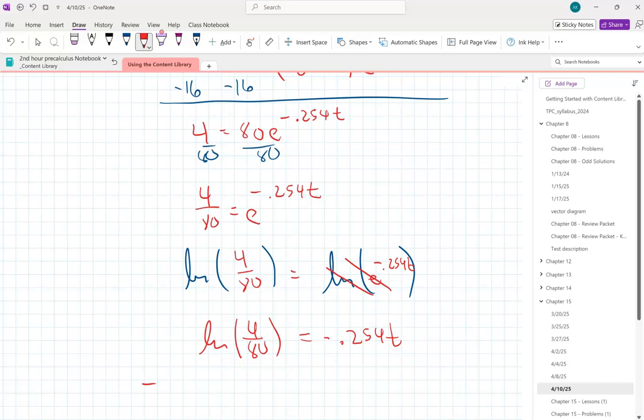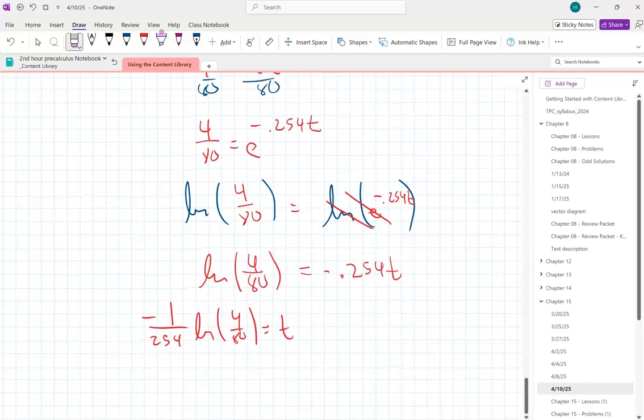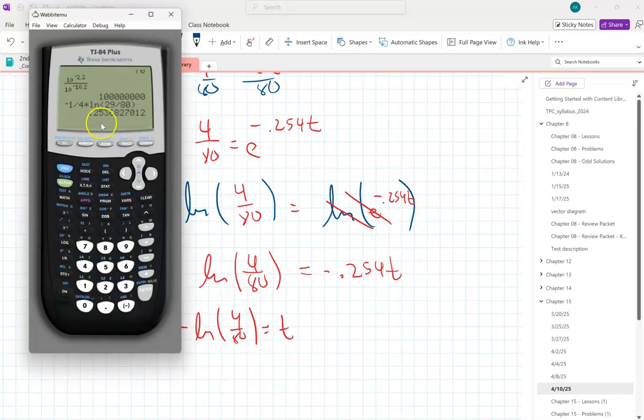And then we'll just divide by -0.254, or I'm going to just write it as multiplying by the reciprocal. And look at this, I have the full unreduced number in my calculator, so I'm going to take that. So -1 over ans times the natural log of 4 over 80. So I have about 11.8 minutes.